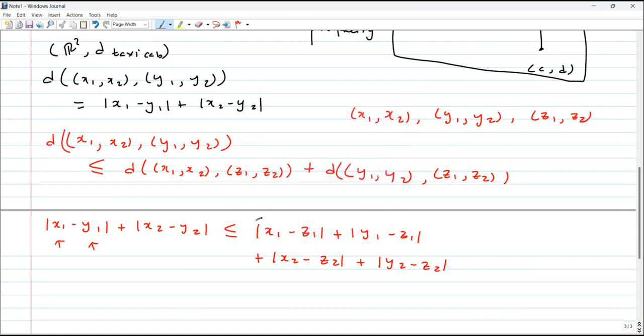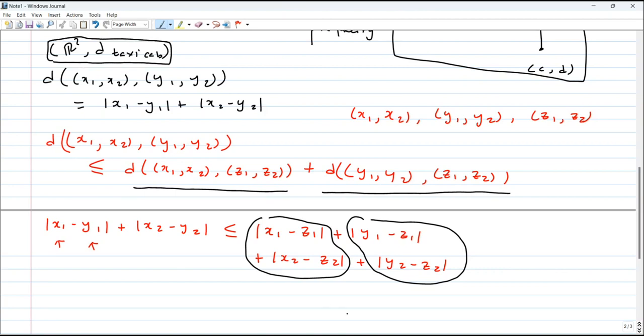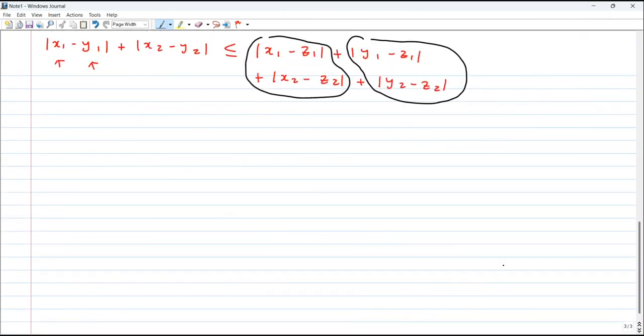You see that if you just look at the first two terms, it's precisely the distance between (x1, x2) and (z1, z2), the taxi cab distance we're defining. And the second two terms, the sum of these two, is precisely the distance between y and z, which is what we wanted to show. So it also satisfies the triangle inequality. So R2 with d taxi cab is a metric space. Now I will show you something known as the discrete metric.